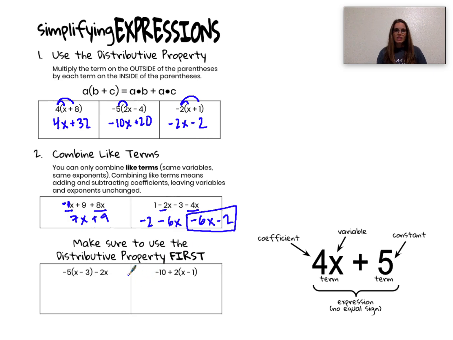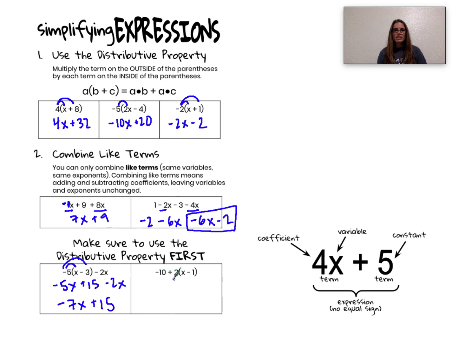In a more complicated expression, we need to use the distributive property first. So here we need to multiply x minus 3 times negative 5 first. So negative 5 times x is negative 5x. And then negative 5 times negative 3 is plus 15. We can't forget about this minus 2x. So now that we've used the distributive property, we need to combine like terms. Negative 5x minus 2x is negative 7x. And then we include the plus 15 in our final simplified expression.